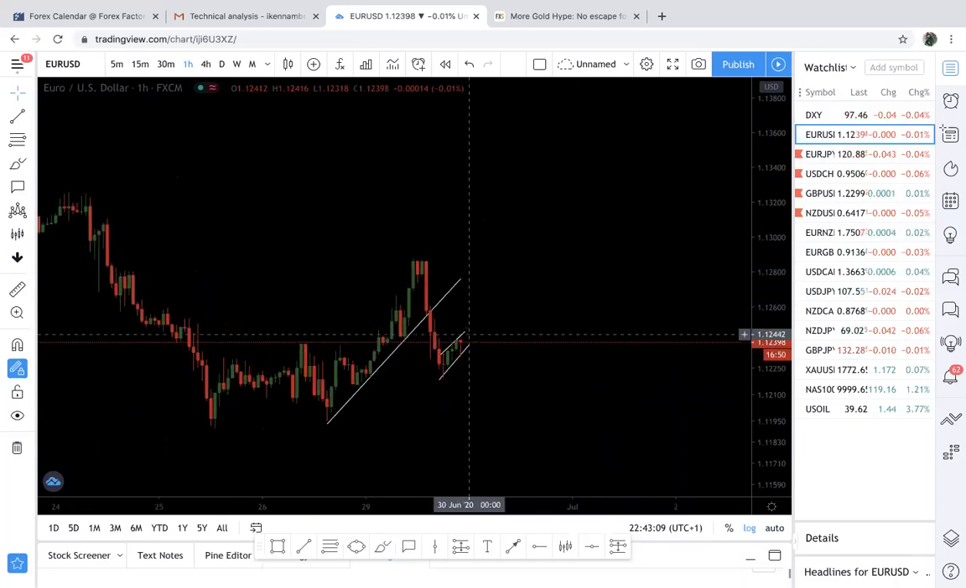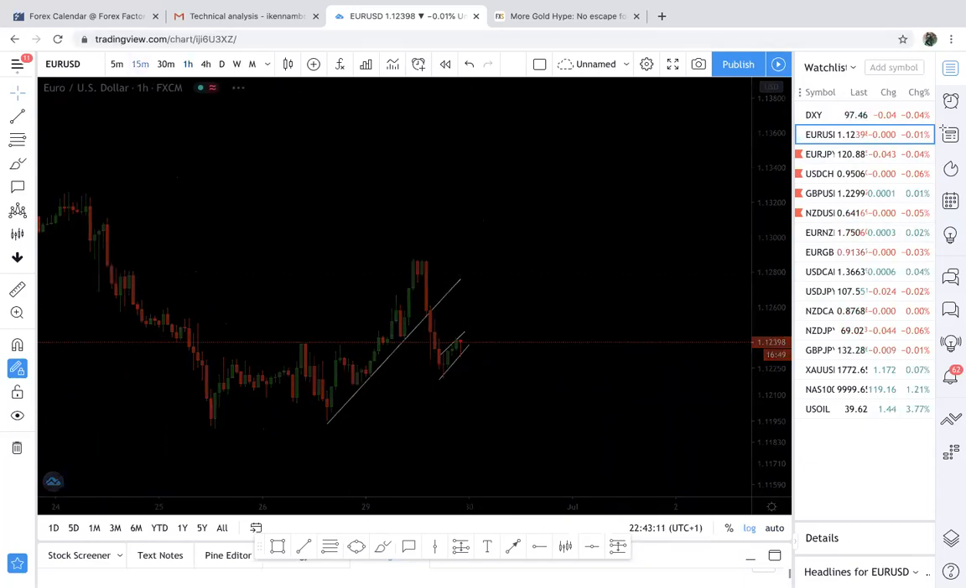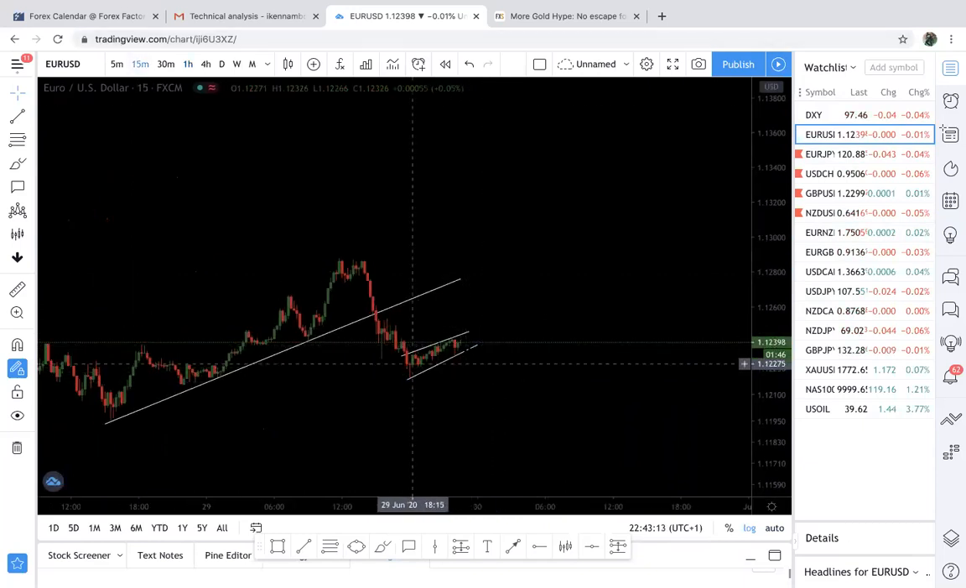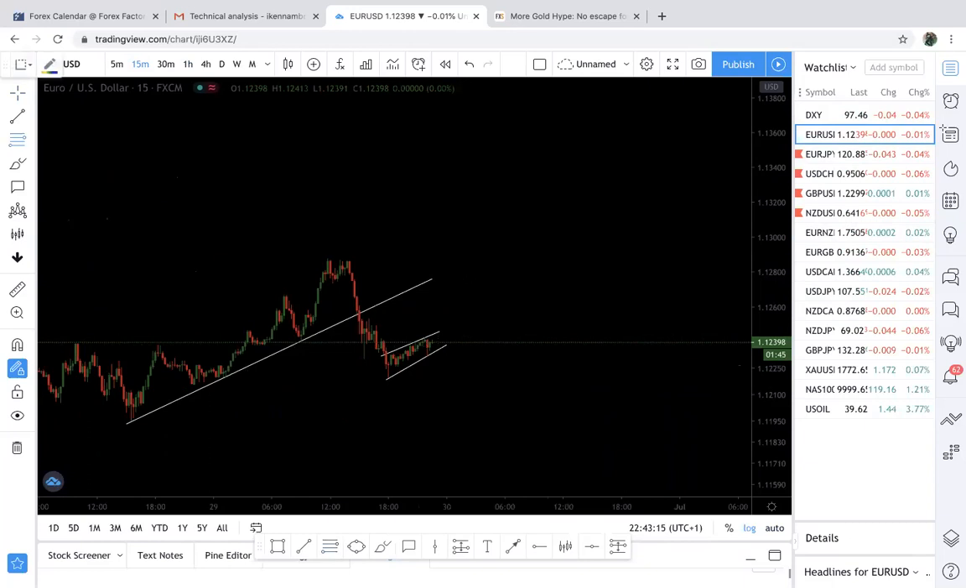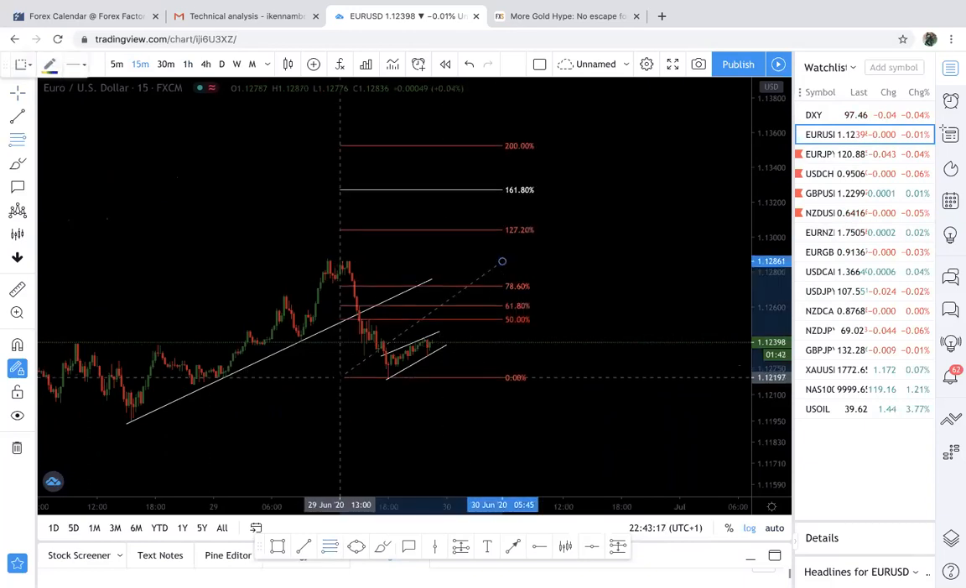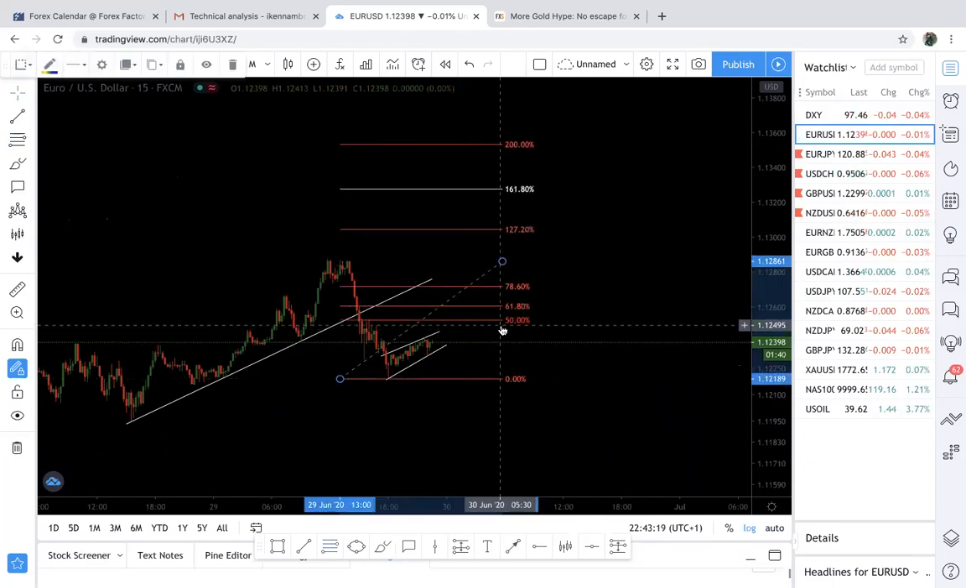So this one, the 618, this is a corrective phase. Let's see how the 618 is going to play out. We'll see how they're going to play out.